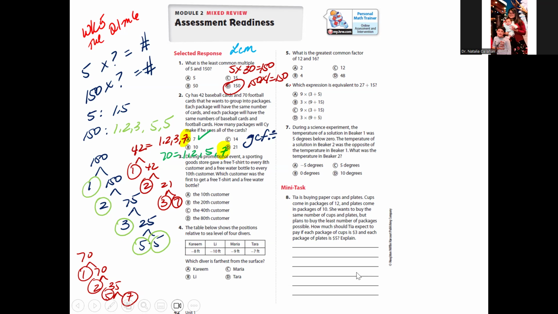210. So that's the lowest common multiple. Pay attention. What that means is that 210 you could divide 42 into, and 210 you could divide 70 into. Does that make sense? Okay. No, we're not doing that right now.